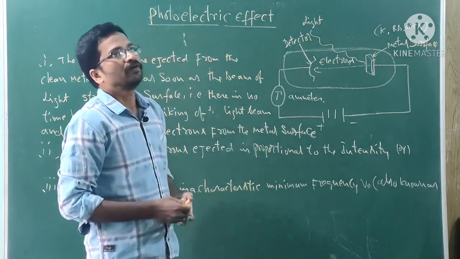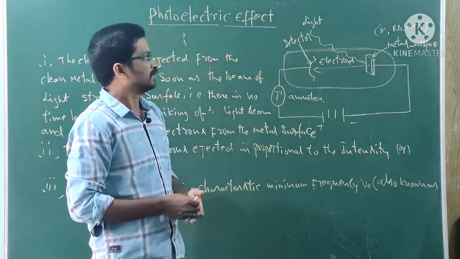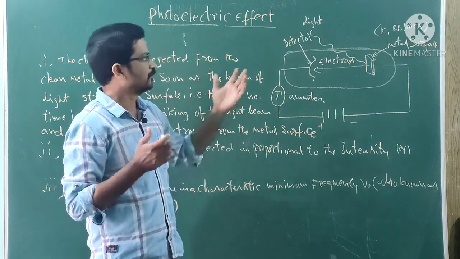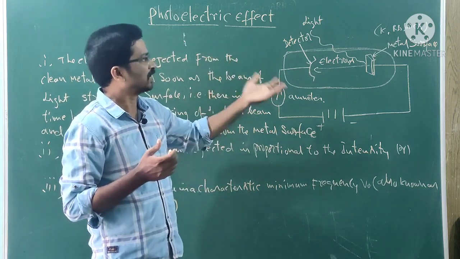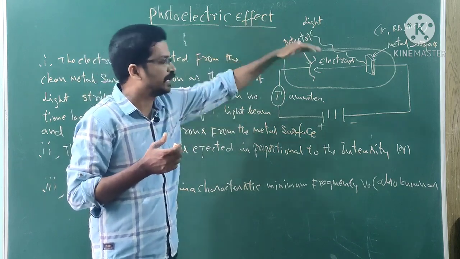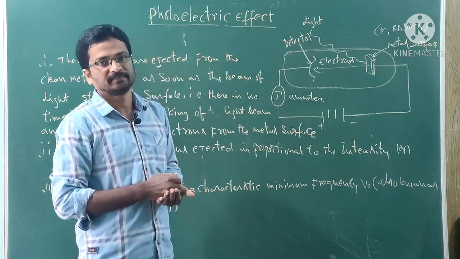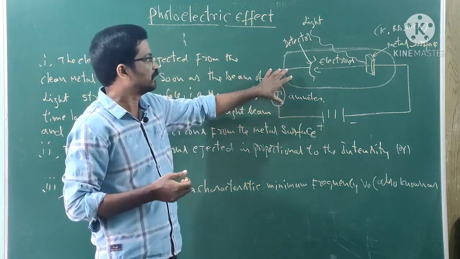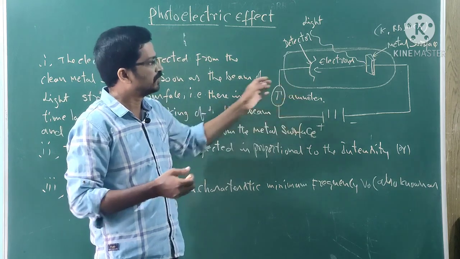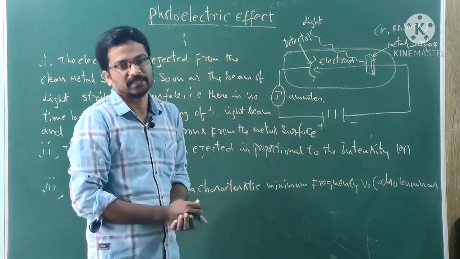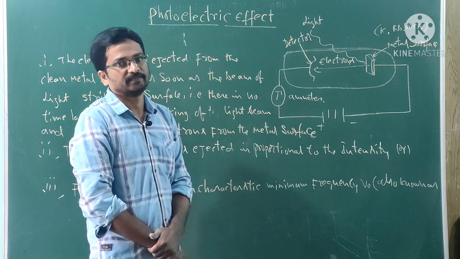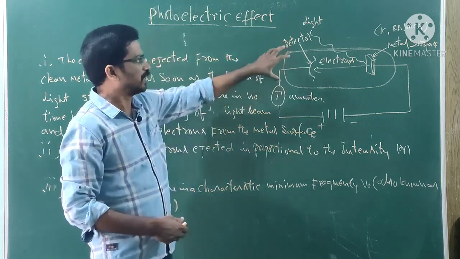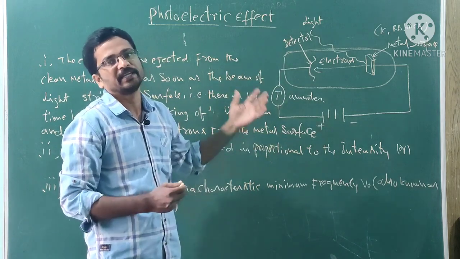This is the way he could observe that active metals eject electrons whenever light falls on a particular metal. This is known as the photoelectric effect. He observed it with this type of practical arrangement, and from this experiment he explained the effect.